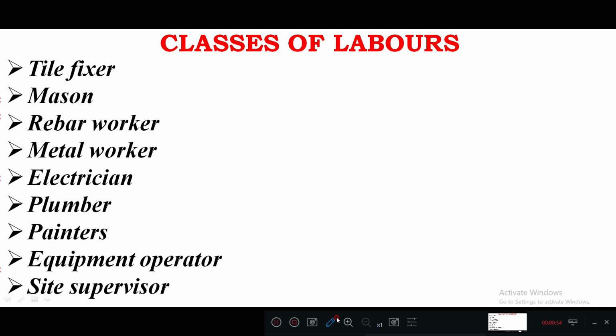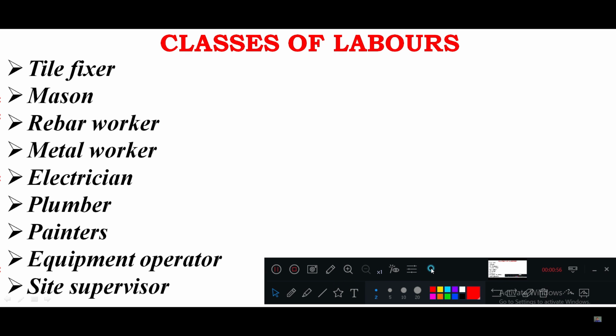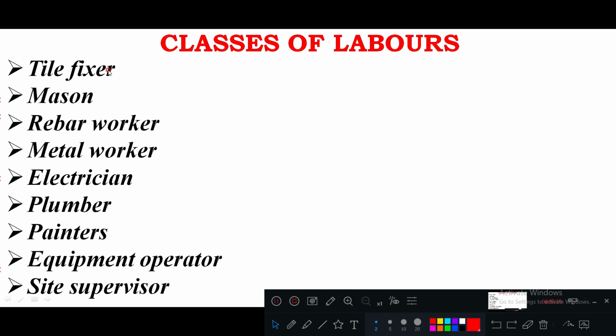Here you can see the different labors: tile fixers, masons, rebar worker, metal worker, electrician, plumber, painters, equipment operator, as well as the site supervisor. The tile fixer will have their own knowledge, technique and experience only in the fixing of tiles, so that we can assign that particular work to that specialized person. Similarly, the mason will be used in the construction of brickwork or plastering works of the walls and all, right?